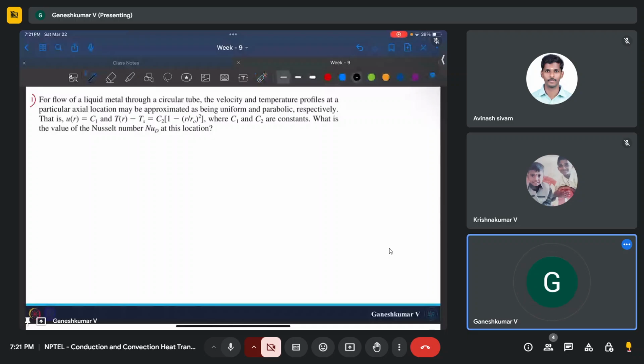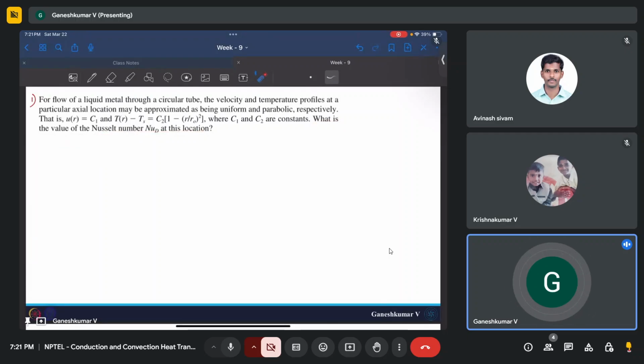All right. Then we will go forward and solve this question. So the first question we have here is: for the flow of a liquid metal through a circular tube, the velocity and temperature profile at a particular axial location may be approximated as being uniform and parabolic respectively. Okay, so the velocity profile is uniform and the temperature profile is parabolic. That's what they are telling. The profile is also given, where C1 and C2 are constants. What is the value of the Nusselt number at this location?